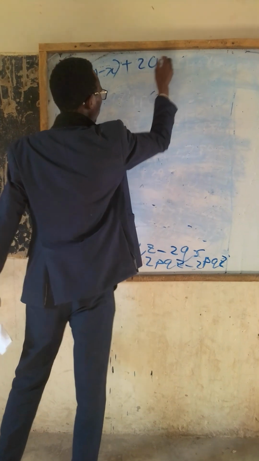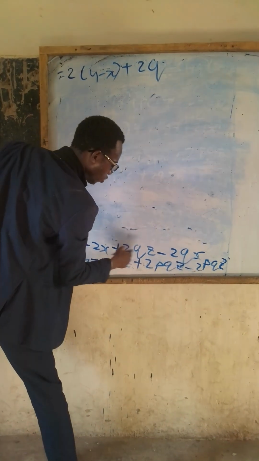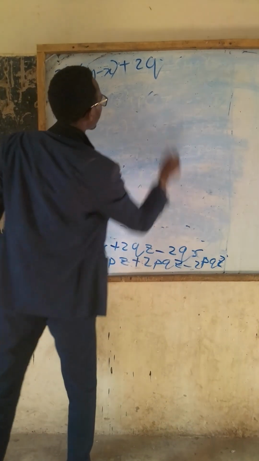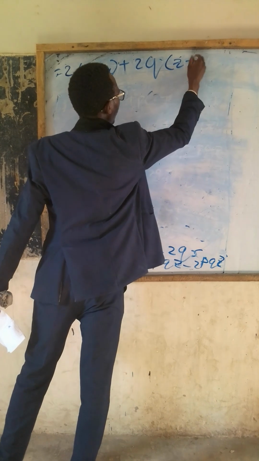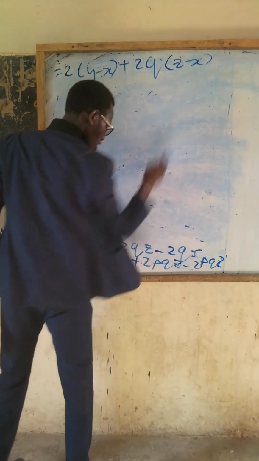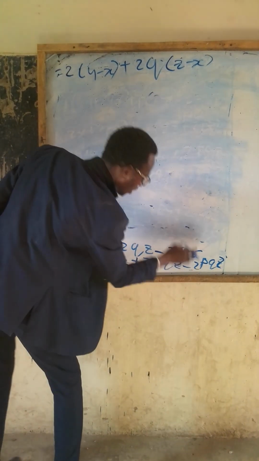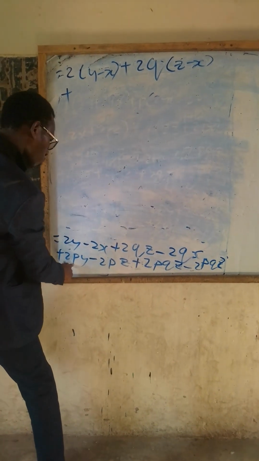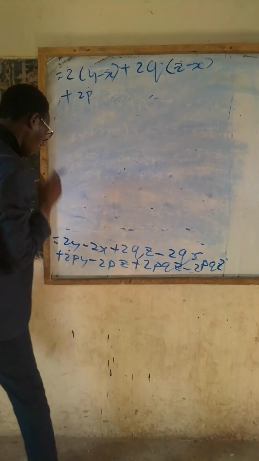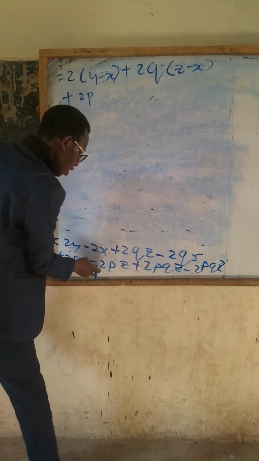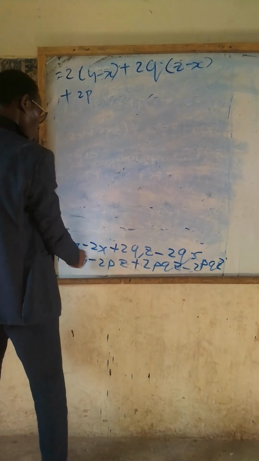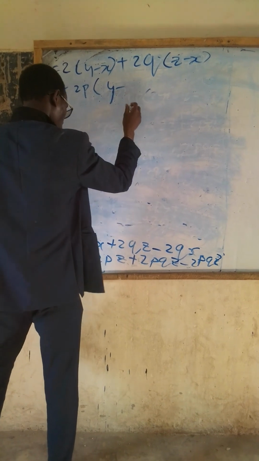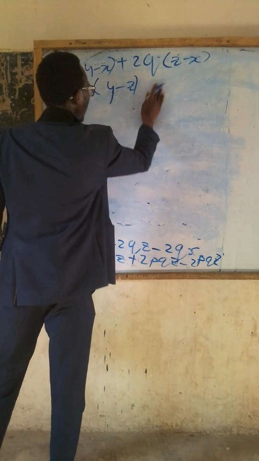When we factor out plus 2q from 2qz and minus 2qx, what will remain? z minus x. When you multiply this by this, you're going to definitely get this. Are you getting it now? Let's factor out plus 2p. When we factor out plus 2p from plus 2py and minus 2pz, what will remain here? y minus z. Are you getting it now?